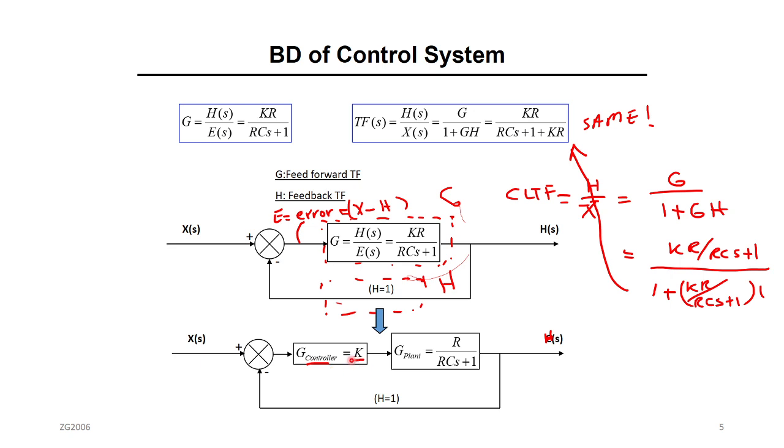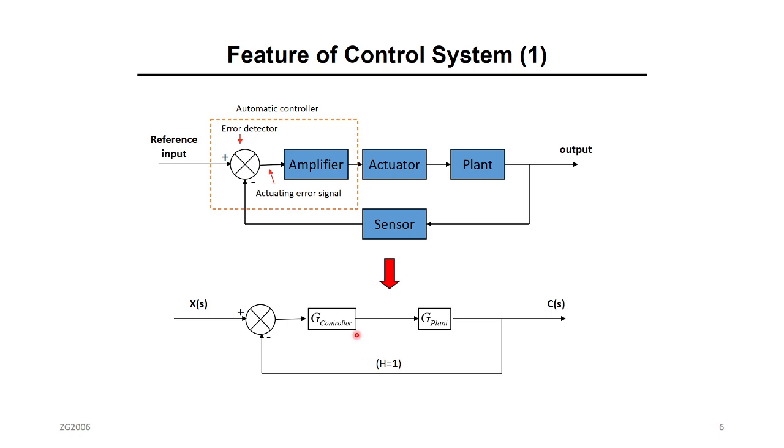Okay, all right, cool. Now, this is the control system, the block diagram for any control system. Any control system can be represented in this block diagram.